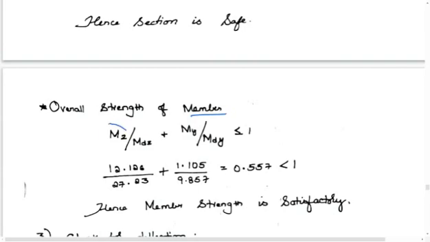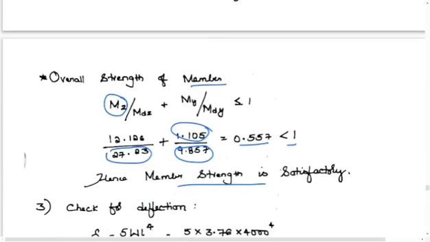So MZ is calculated as something like 12.126 and My as 1.105, which is calculated above, and the MdZ and MdY values are also calculated in the above step. Substitute them, and it is less than 1. Therefore, the member has a sufficient amount of strength.